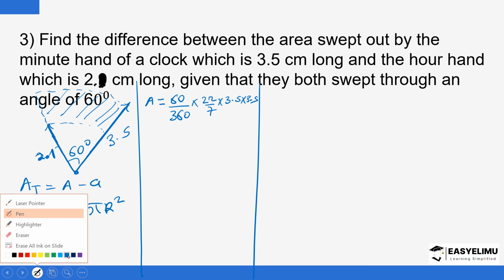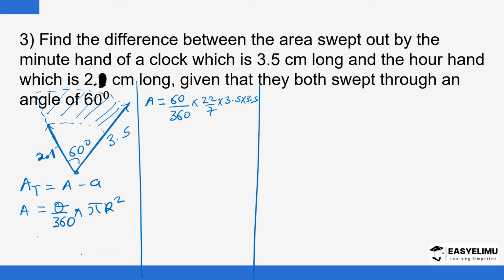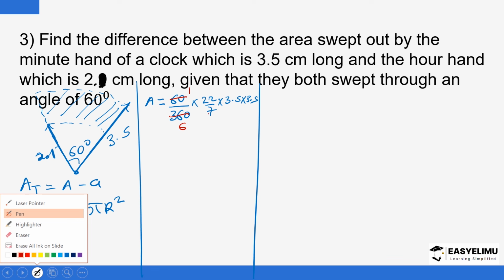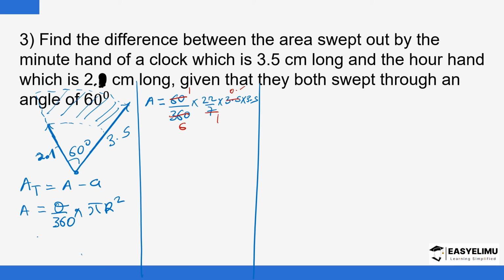So 60 here, 360 goes there 6 times. So what else remains? 7 here, 7 goes there 0.5. 2 here 3 times, 2 there 11. So I'll multiply 11 by 0.5 by 3.5 and then I will divide the answer by 3.